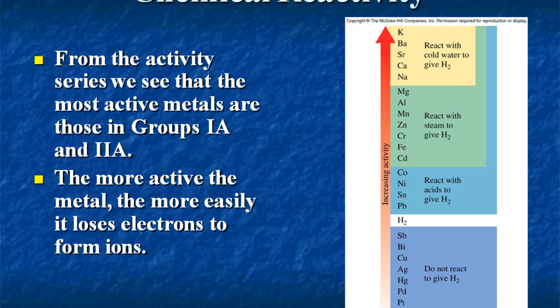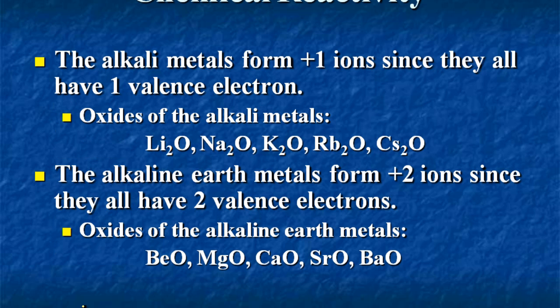So, alkali metals, the group 1 metals, form 1 plus ions because they all have 1 valence electron. So they just lose that 1 valence electron and form a 1 plus ion. If you look at the oxides, what charge does oxide usually have? Oxide is -2, right? So you need two group 1 elements for every oxygen. That is how the charge is balanced.